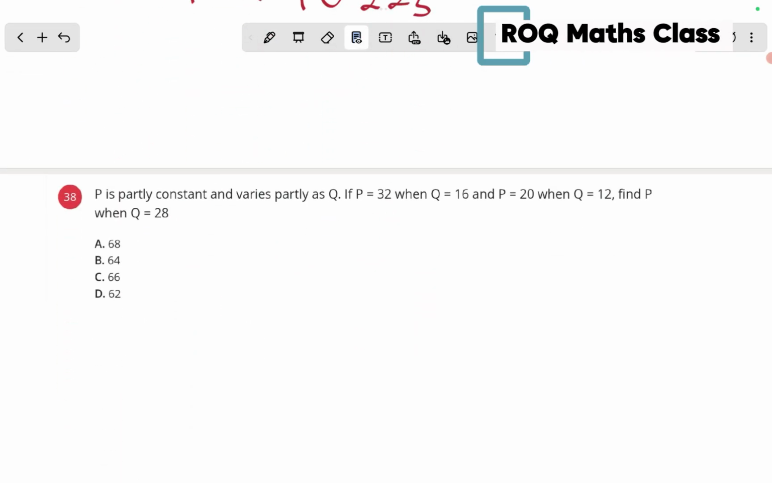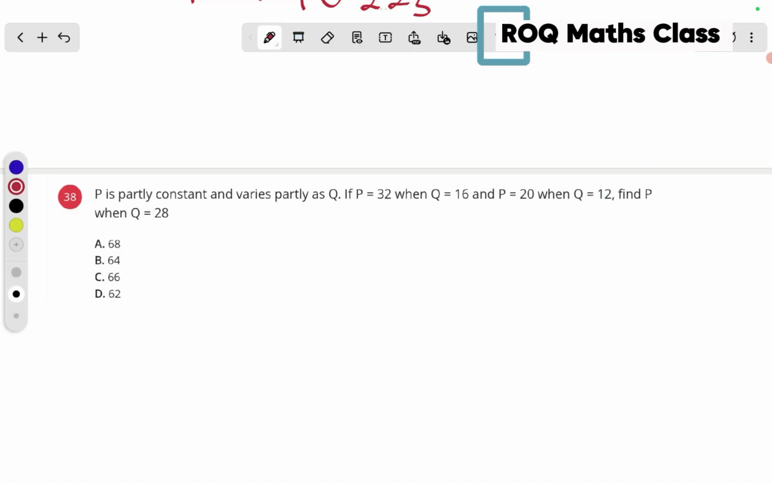Question 38. P is partly constant and partly varies as Q. If P equals 32 when Q equals 16 and P equals 20 when Q equals 12, find P when Q is 28. Wow, this is a very simple question.